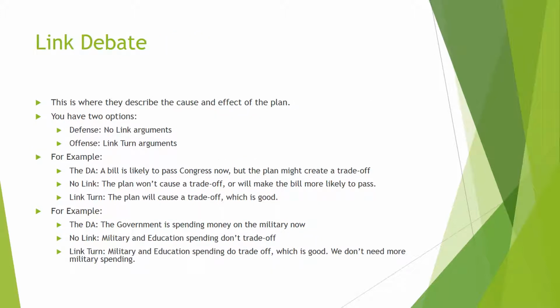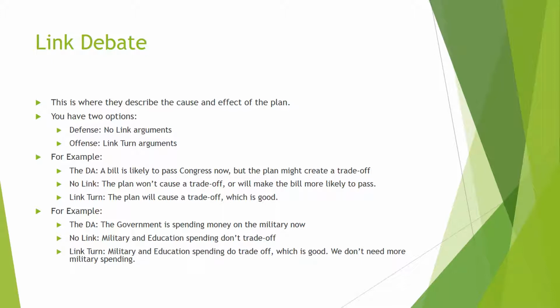Let's talk about the link debate. This is where they describe the cause and effect of the plan. You have 2 options: defensive no-link arguments or offensive link-turn arguments. Let's walk through 2 examples. The disadvantage is that a bill is going to pass Congress, but the plan might create a trade-off. The no-link is to deny the original claim. The plan will not cause a trade-off, or the bill will actually be more likely to pass. The link turn is that the plan will cause a trade-off, and that's a good thing.